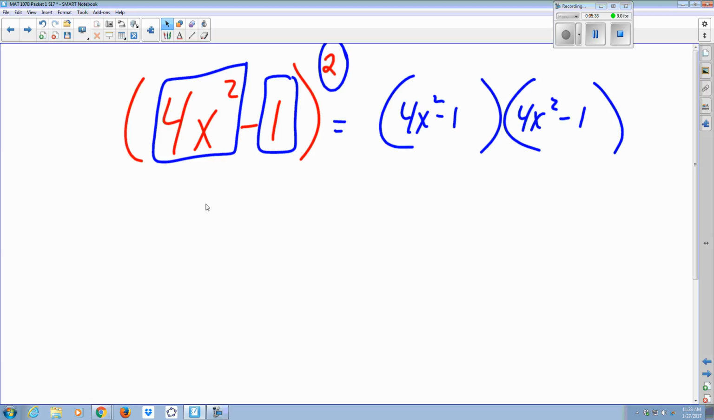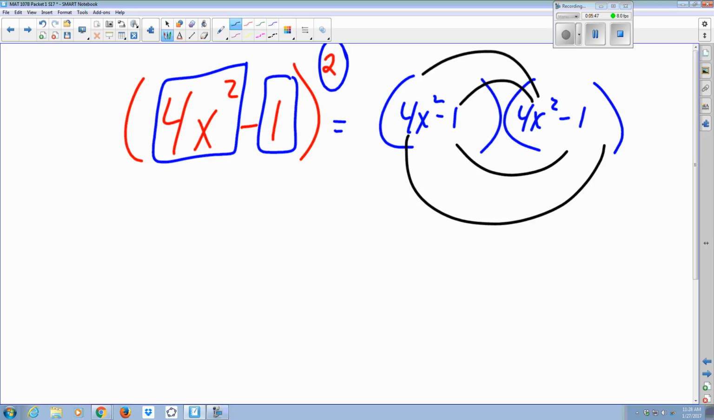Okay, so once you square this out, meaning you duplicate it twice, with a multiplication in between, you then use your distributive property twice. And that gives you 16x to the 4th minus 8x squared, because your middle term and your outer term are duplicates of each other.